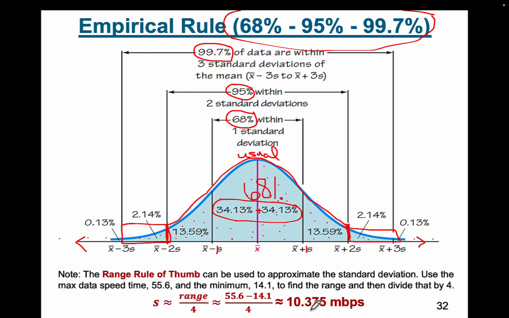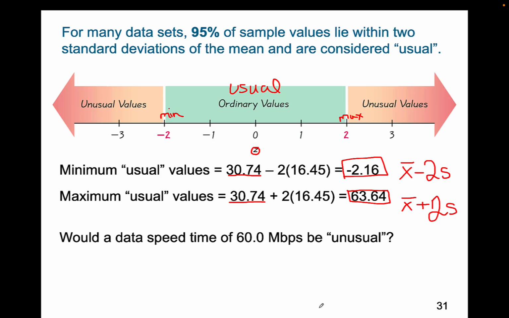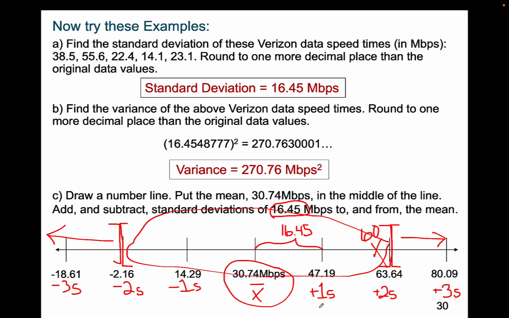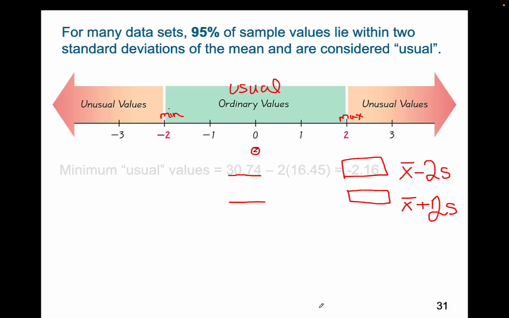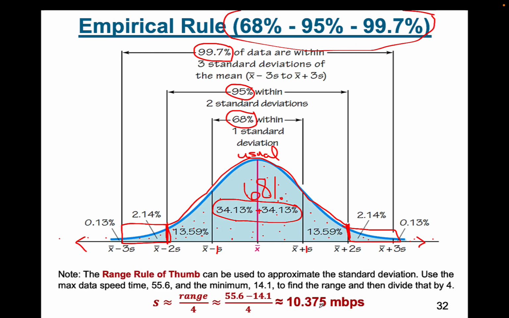For this particular example, it was not a very good approximation, 10.375, because our calculated one was 16.45. So it's off by quite a bit, but nonetheless, the range rule of thumb is sometimes used just for a quick approximation of the standard deviation. Sometimes approximation is better than other times.